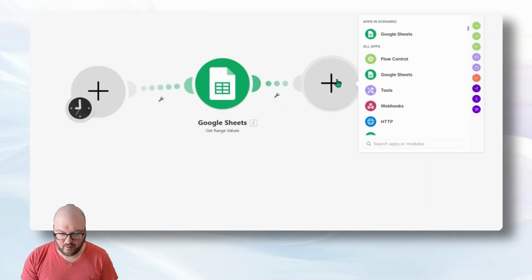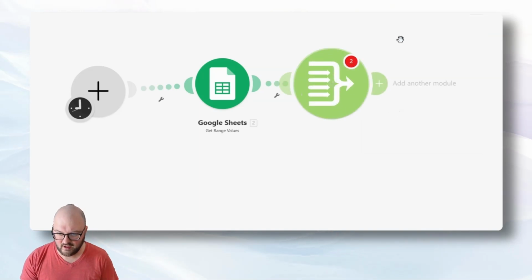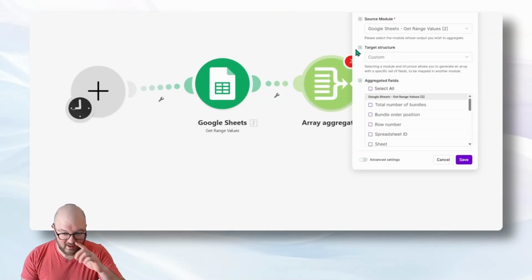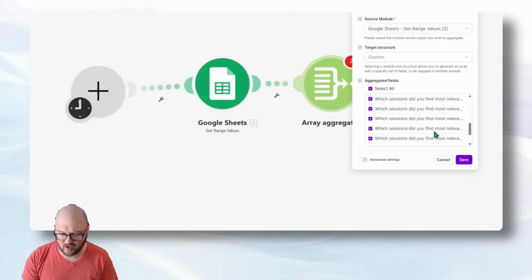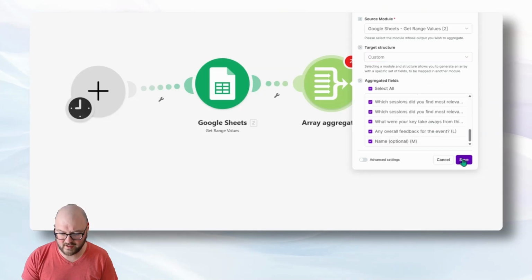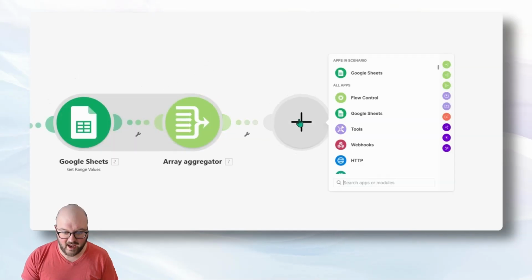Okay, next up, we need to add what's called an aggregator node. So let's find that. Array aggregator. And the idea behind this is, again, we just want to take all the data from the spreadsheet and plug it into our AI to generate its response. So let's see, we have our get range values, target structure. I'm just going to select all because we wanted to take all the fields and toss it all together. So we'll save that.